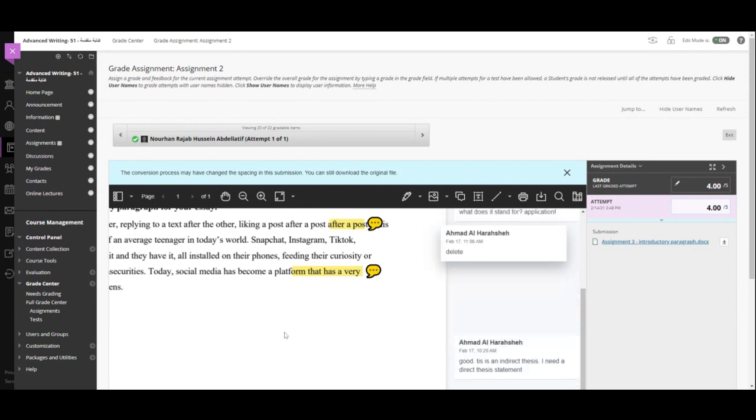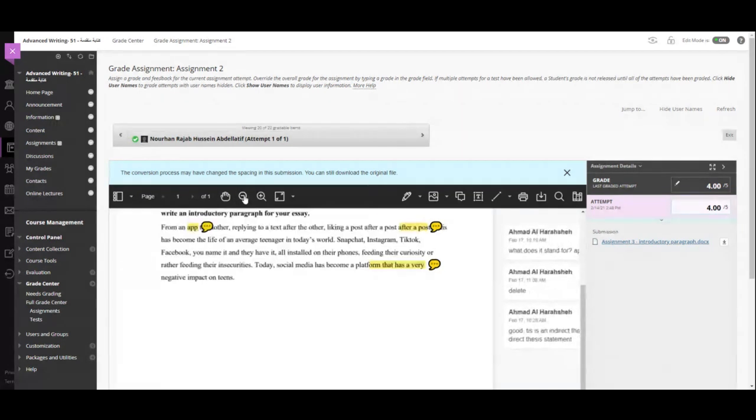Now, "has become the life of an average teenager in today's world. Snapchat, Instagram." I think they have a main category for them. What do we call them, Nurhan? Snapchat, Instagram, TikTok, WhatsApp. What do we call these?